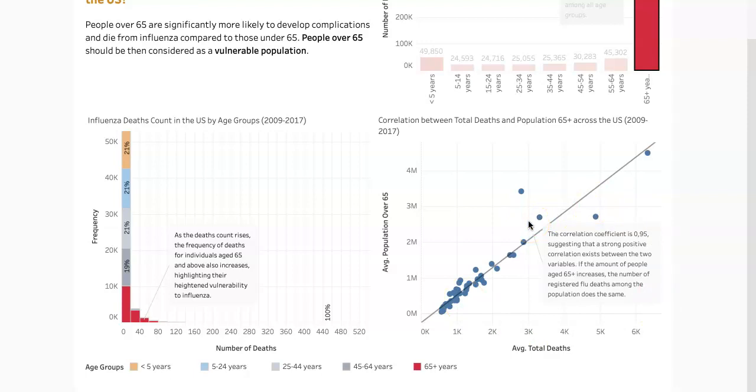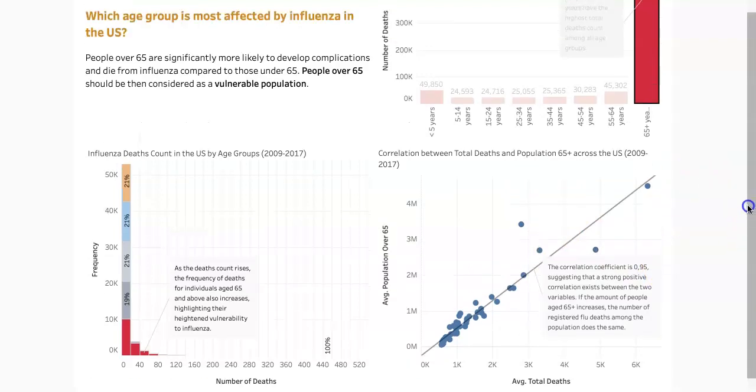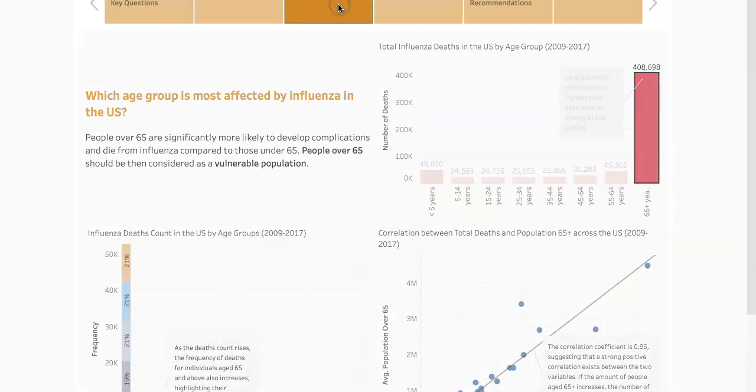To test our project hypothesis, which is that a higher concentration of individuals over 65 years results in an increased population mortality rate, I ran a statistical analysis whose results are shown here in the scatter plot at the bottom left. The graph clearly displays that if the number of people over 65 years old gets higher, then the number of flu deaths among the same population does the same. Therefore, in light of these results, we can conclude that the population over 65 years is the most affected by influenza in the US. Let's now have a look at the states most at risk.